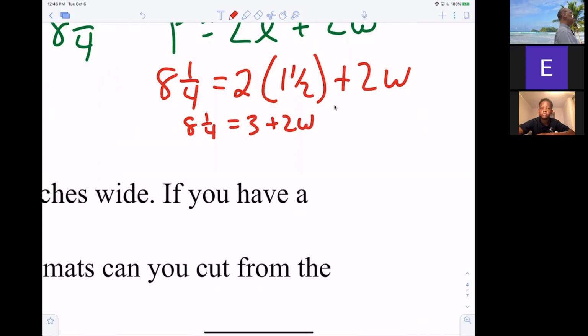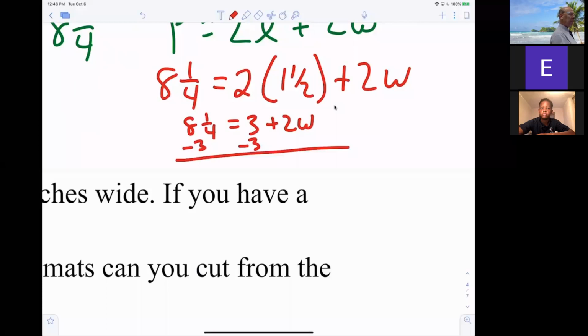Everybody okay with that? Good? Now, how do I solve? What do I do next, Jackson? You minus 3. Thank you. 8 1/4 minus 3, minus 3. So now I have 5 1/4. You're awesome. 5 1/4. And then you divide that by 2. Wow, thank you so much. 5 1/4 is equal to 2W.